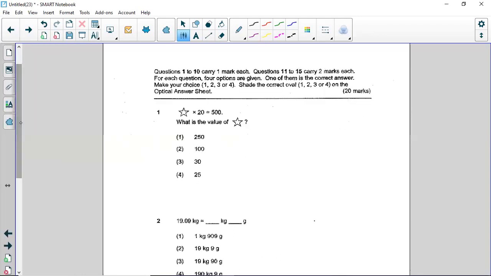Okay, so what is a star? You have to work backwards. So the first one is not that hard. When you work backwards, 500 divide by 20. So the times become divide. So how do you divide? You cancel, take out 10 and take out 10. And then 50 divide by 2 and you will get 25. So your answer is number 4.